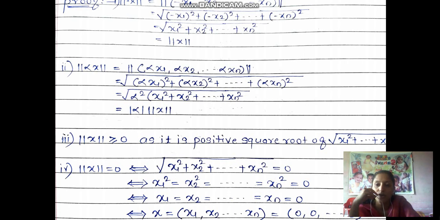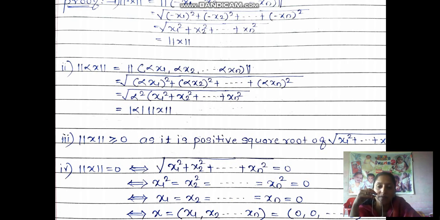Third property is norm x is greater than or equal to 0. Clearly it is norm x is greater than or equal to 0. Why? Since in norm x we take square of each coordinate and square of every number is positive. Square of negative number is also positive. So each of the terms x1 square, x2 square, xn square, all terms are positive. So their addition is also positive and their square root is also positive. Therefore, norm of x is obviously greater than or equal to 0.